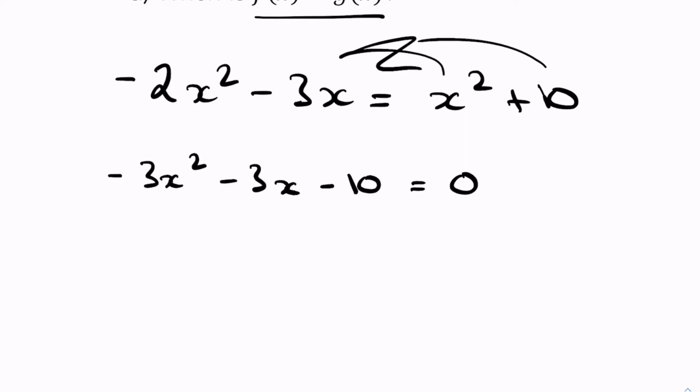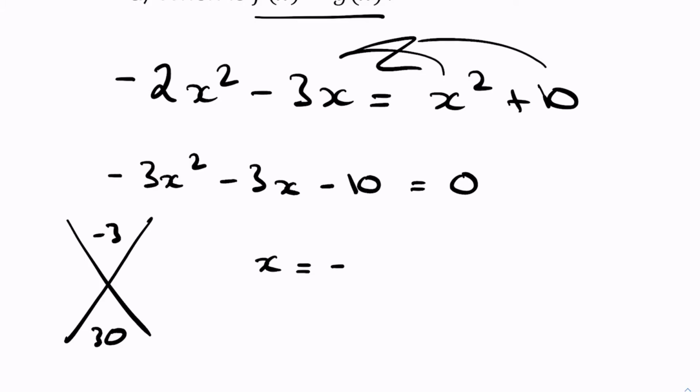Can I factor this? Well, I'm looking for two numbers. Maybe I can do it without the quadratic formula. That had to give me negative 3, and they multiply to give me 30. Are there two numbers that multiply to give me 30? 6 and 5, 3 and 10, but none of those combinations will combine to give me negative 3 when I add or subtract them. So I think I'll have to use the quadratic formula here.